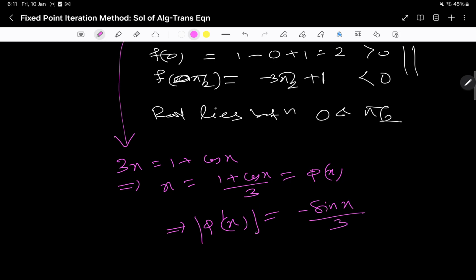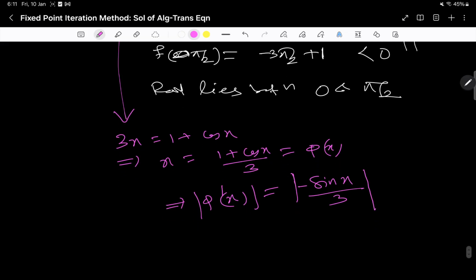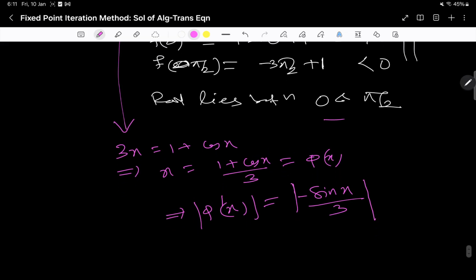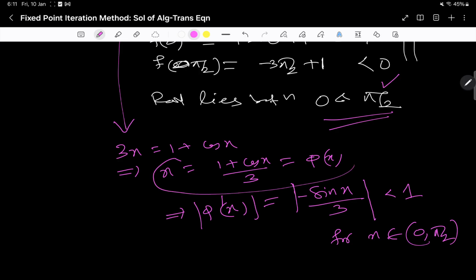Now if I take the modulus and put any value here, if I put 0, sin 0 is 0. If I put pi by 2, then it is 1 by 3, which is less than 1 for x in (0, pi by 2). So this formula is a correct formula here.